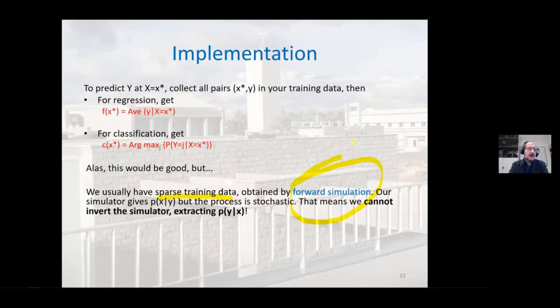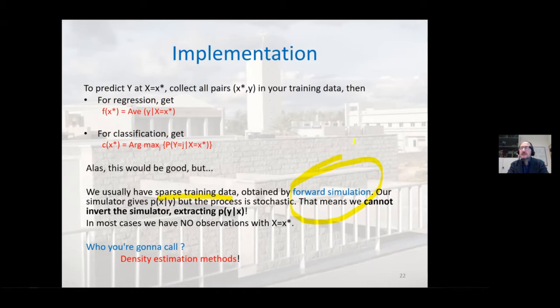The probability of some latent space. So what is the probability that this event is given by a certain physical process, because the same physical process will give rise to different kinds of observations. So it's a stochastic process that does not allow you to invert the problem. So what you are going to do in this problem is typically rely on density estimation methods. We are going to touch on this, okay?